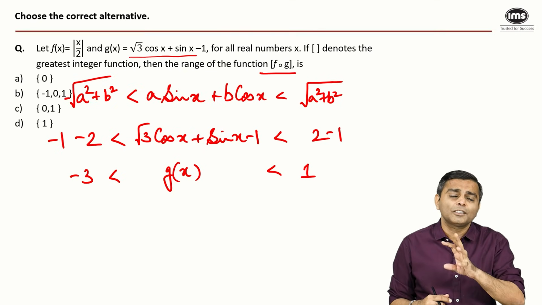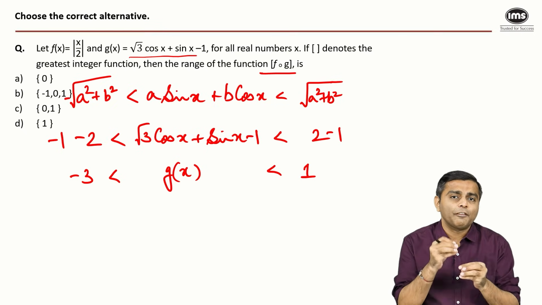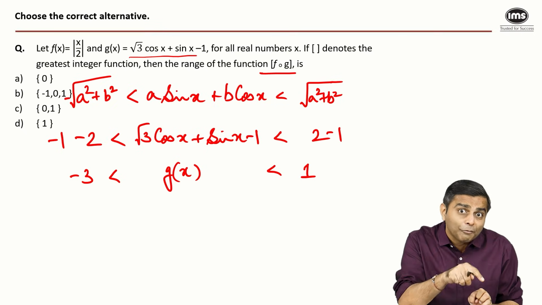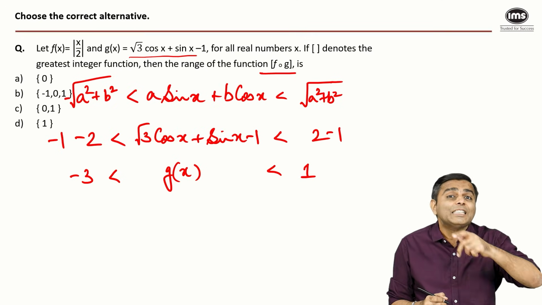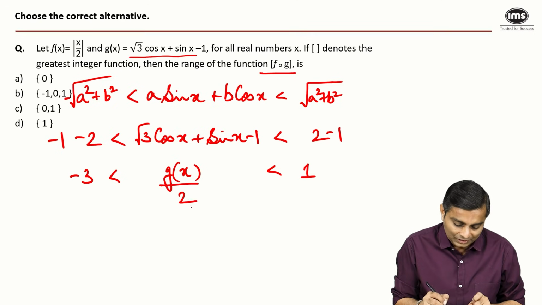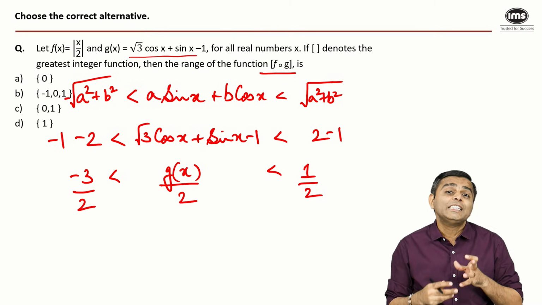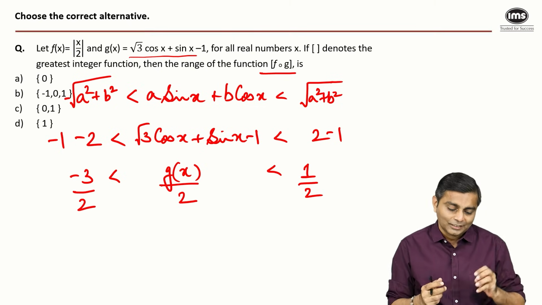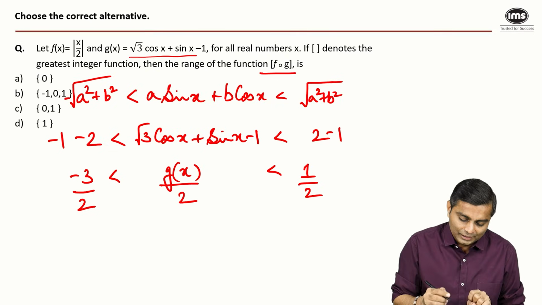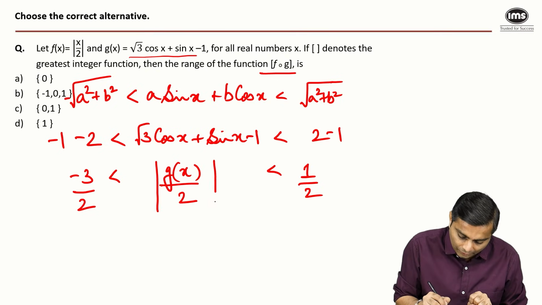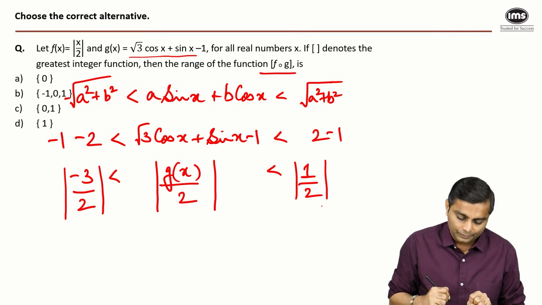What is f of g of x? Whatever is the input to f, you just divide by 2, because f of x is x by 2, correct? So if we are giving input as g, we have to divide g by 2, which means I'm going to do this, therefore this, and therefore this. So g of x by 2 is nothing but f of x. We still haven't taken mod. f also needs a mod. So now I'm going to take a mod here, here, and here.